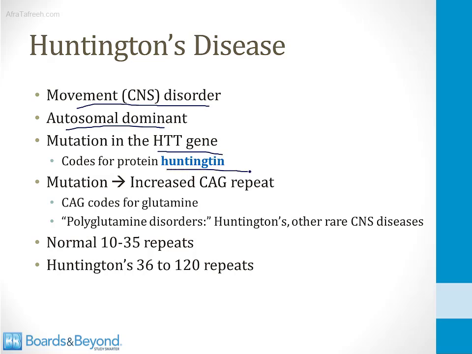In patients who have the mutation, there is an increased number of CAG repeats, and because CAG codes for glutamine, this is often called a polyglutamine disorder. There are a couple of these other than Huntington's. The others are all very rare, but they are all central nervous system disorders that involve an increased number of CAG repeats. Just like in all of the trinucleotide repeat disorder genes, the HTT gene normally has 10 to 35 repeats found in normal individuals. In individuals with Huntington's disease, there are an increased number of repeats found, from 36 to 120.